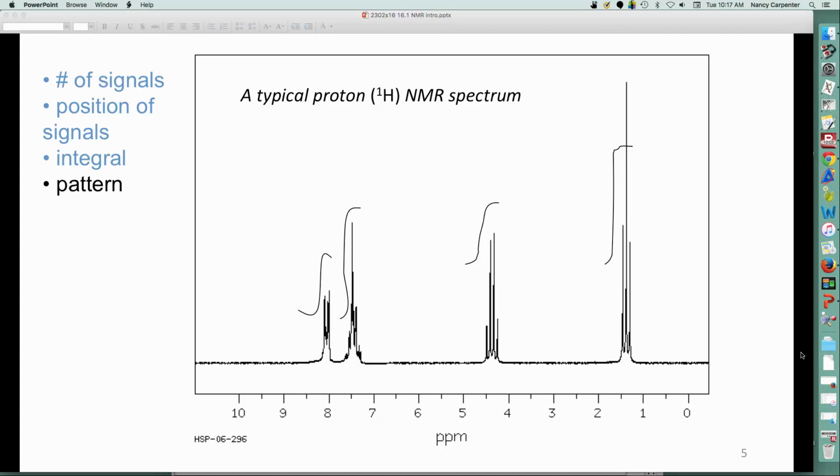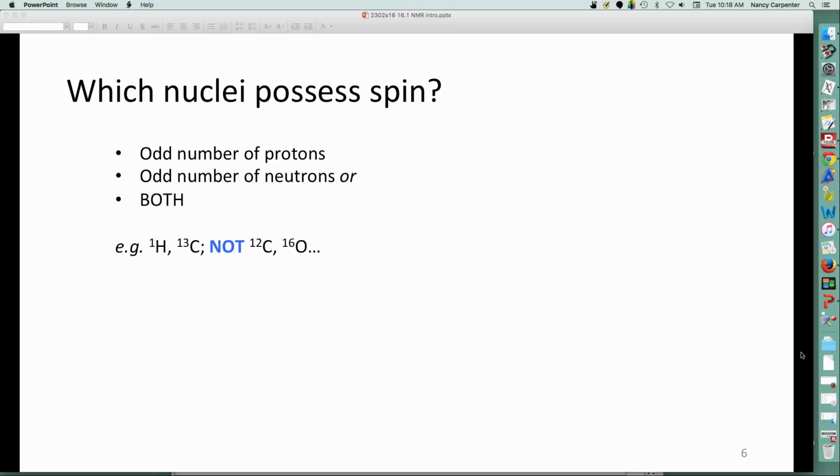Then you'll notice that these signals are quite different looking. This one is a nice looking kind of a three-pronged deal. This is a four-pronged deal. This is a mess. This is also a mess. Those patterns are very, very useful. They tell us what number of hydrogens is next door. And finally, the gap between these little patterns is also diagnostic. We're going to go through each one of these pieces of information in great gory detail.